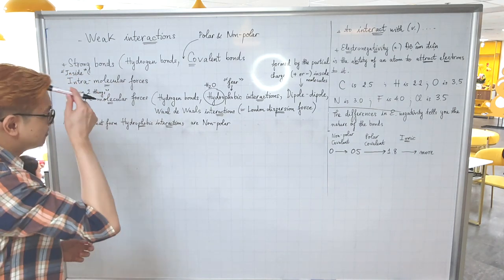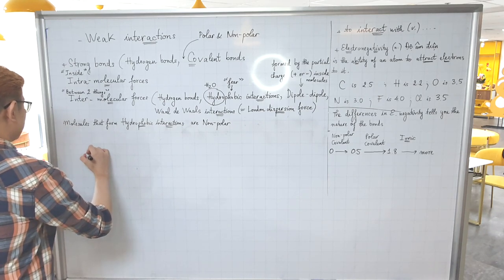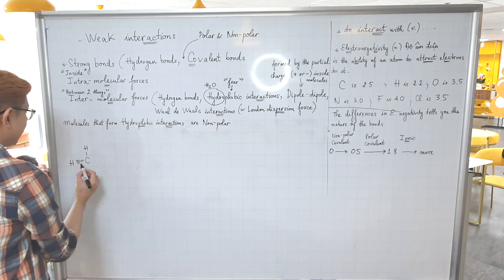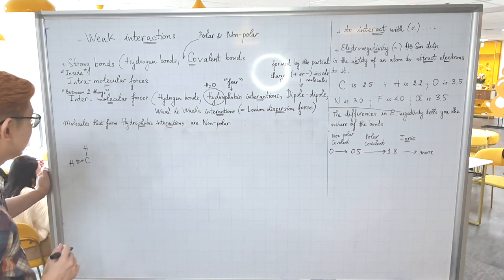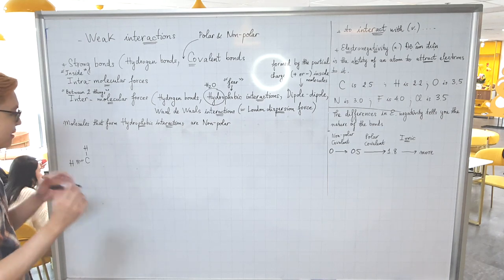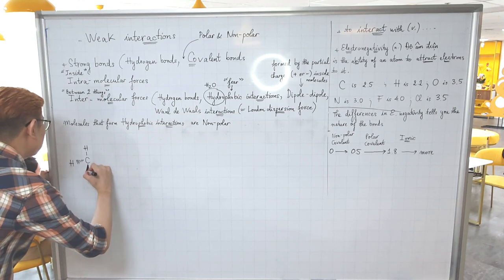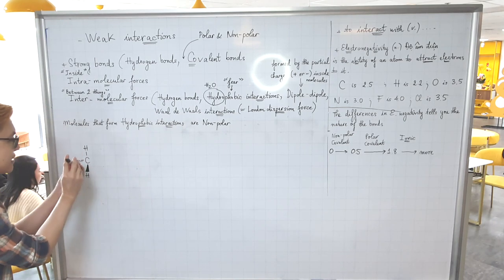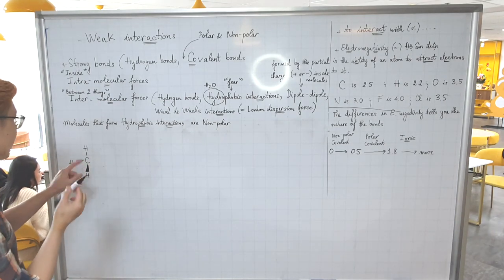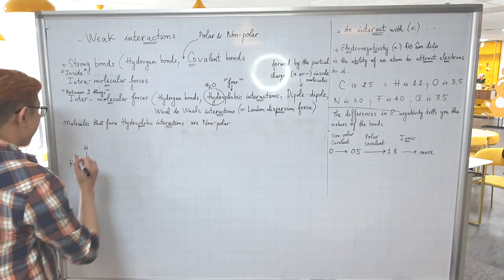I'll give you an example. CH. Do you know how, like this line? These lines mean it's far away from you. If I write like this, it means this hydrogen is pointing toward me. Okay.